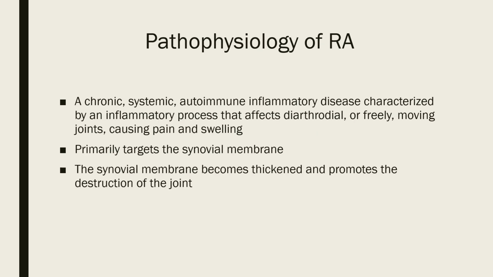So, rheumatoid arthritis is a chronic systemic autoimmune inflammatory disease. It is characterized by an inflammatory process that will affect diarthroidal or freely moving joints, causing pain and swelling. This will primarily target the synovial membrane. The synovial membrane will become thickened and promote the destruction of the joint.